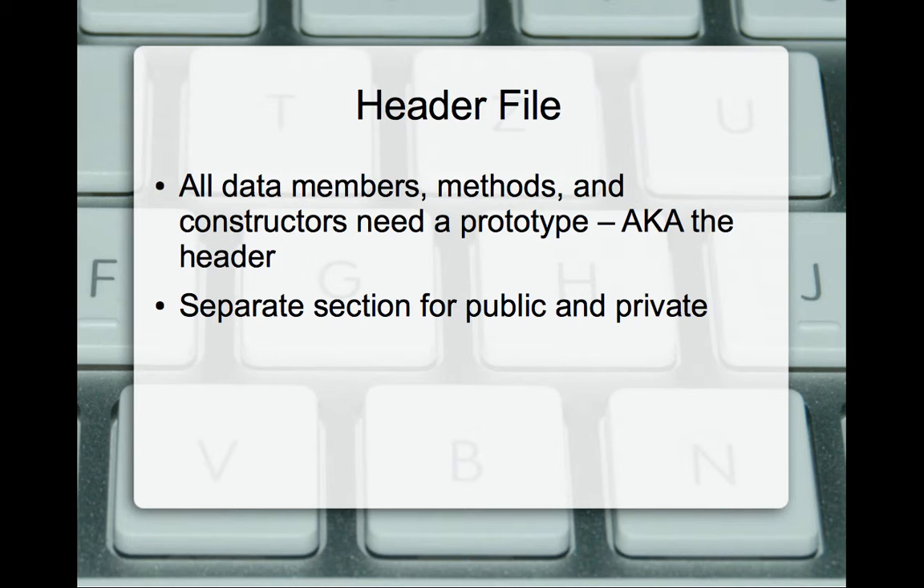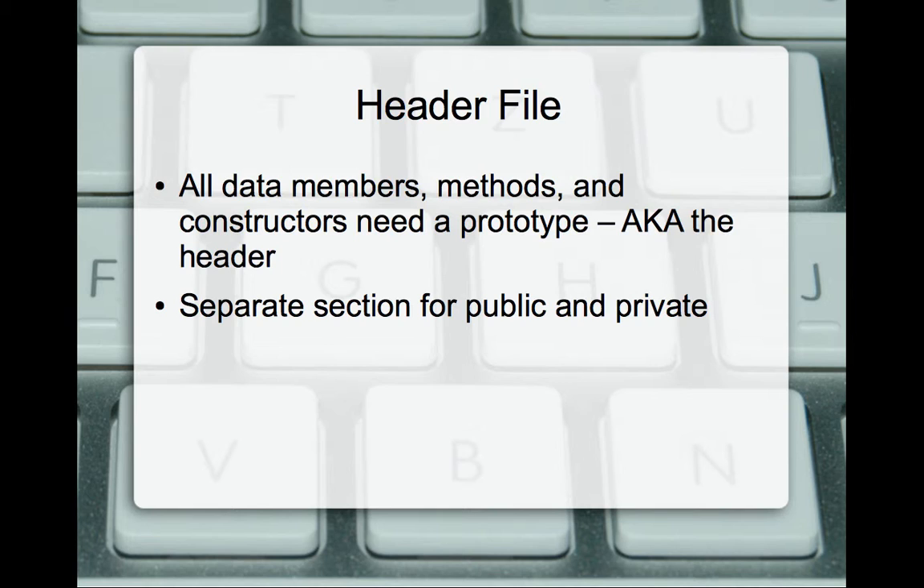In our header file, we need to make sure we have all of our data members defined, all of our methods, our constructors, and our destructor. We need the prototype, aka just the header for that method. So it doesn't have any of the stuff that goes inside the squiggles. Rather, it's literally just that first line: the method return type, the method name, and any parameters it has, followed by a semicolon. One of the things this is most similar to in Java is the idea of creating an interface.